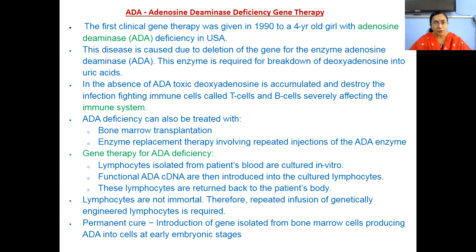If the enzyme is not produced, then a toxic product called deoxyadenosine will accumulate in the cells, which will destroy our T cells and B cells. The lymphocytes, T cells and B cells, will be affected. Because they are affected, our immune system also gets affected. Sometimes it leads to the condition that we call severe combined immunodeficiency, SCID. Generally this ADA deficiency we can treat either with bone marrow transplantation or with enzyme replacement therapy.